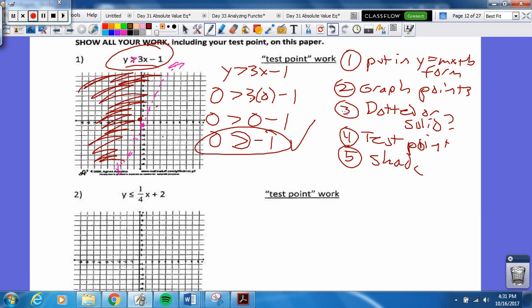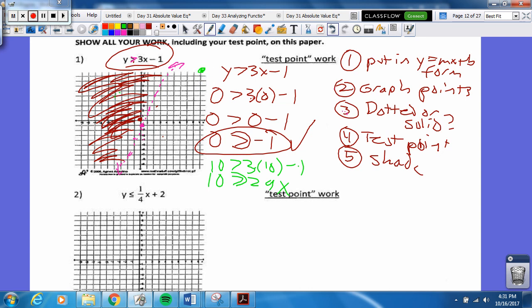There we go. What if I tried 10 over 10? Would that work? So if I try 10 and 10 rather than 0, 0, 10, 10 is up here. So 10 is greater than 3 times 10 minus 1. 10 is greater than 30 minus 1, which is 29. Is Pac-Man eating the bigger man? No! So this is not a solution, so it's a good thing I shaded over there.